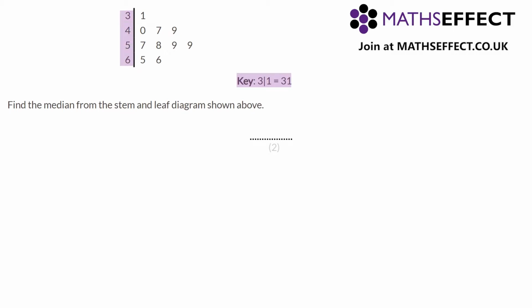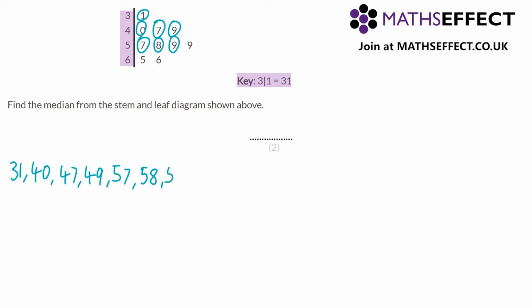Then we need to write down the numbers as just normal numbers. So this 1 represents 31. This 0 represents 40. This will be 47, 49, 57, 58, 59, 59, 65 and 66. Now to find the median, we cross out the smallest and largest one.